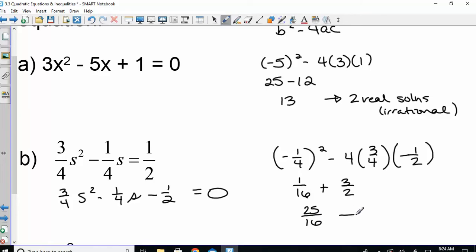All right, so we get 25 over 16. So first of all, that's positive. So what does that mean? It'll be real. 2 real solutions. Would these be rational or irrational? Rational, because this is a perfect square.